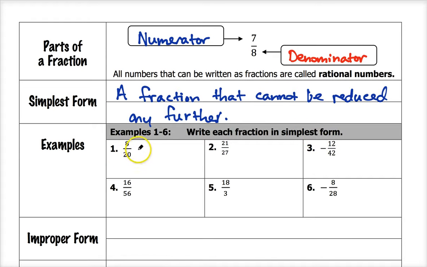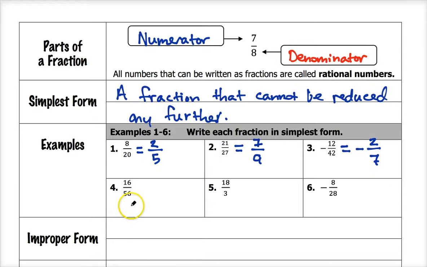So 8/20ths, we know 8 and 20 are both divisible by 4. 8 divided by 4 is 2, and 20 divided by 4 is 5, so that fraction simplifies to 2/5. 21/27ths, both 21 and 27 are divisible by 3. If you divide 21 by 3, you get 7, and 27 by 3, you get 9. So this reduces to 7/9. Number 3, -12/42. 12 and 42 are both divisible by 6, so this is going to stay a negative. 12 divided by 6 is 2, and 42 divided by 6 is 7. So this becomes -2/7.